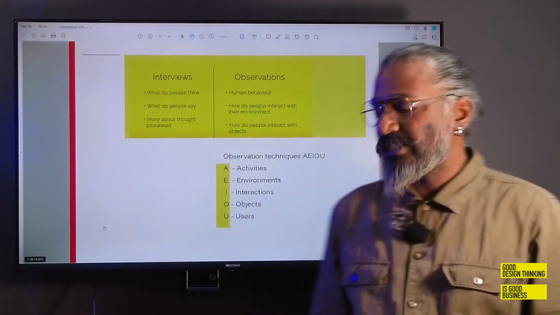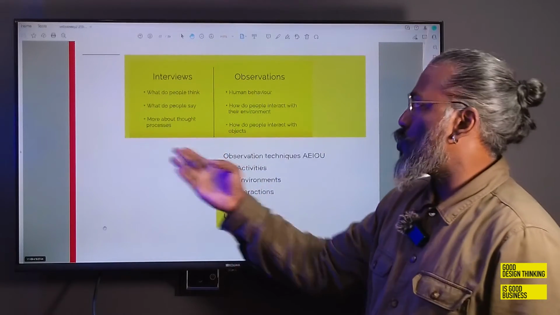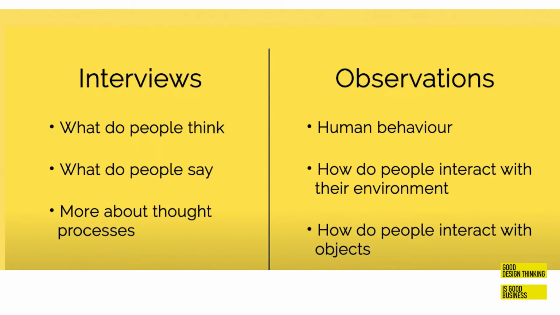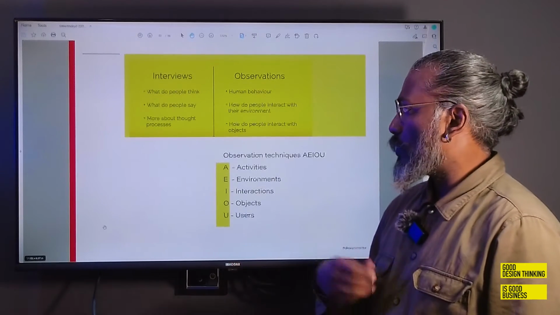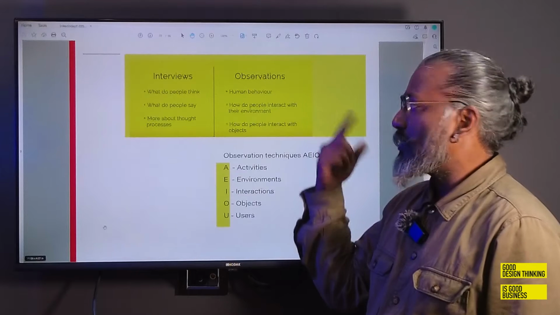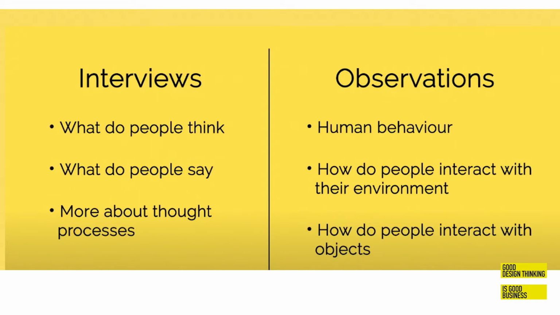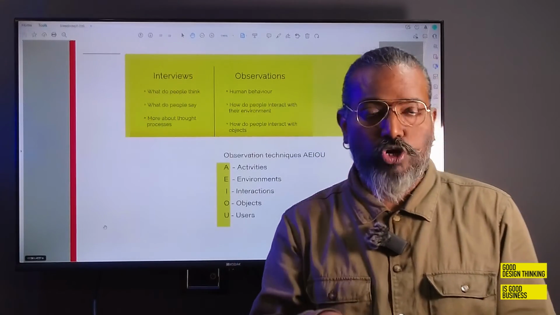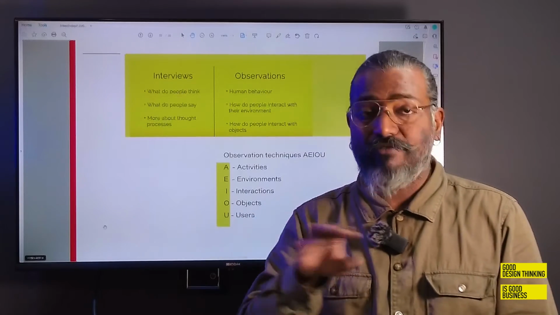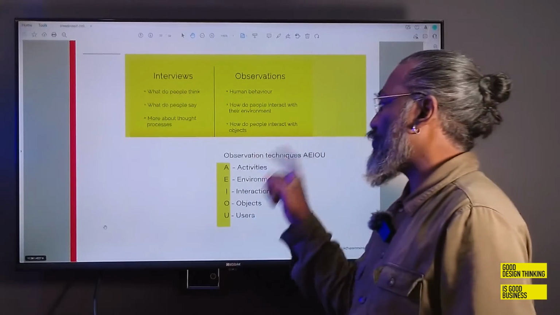Let's go to the next one. So as we discuss interview and observation. In interviews, what do people think? What do people say? It's more about thought process, like how they think, what they think about, what they say about. In observation, you don't ask questions, you observe human behavior. How do people interact with their environment? How do people interact with objects? It's more of you observing the people or environment and circumstances.